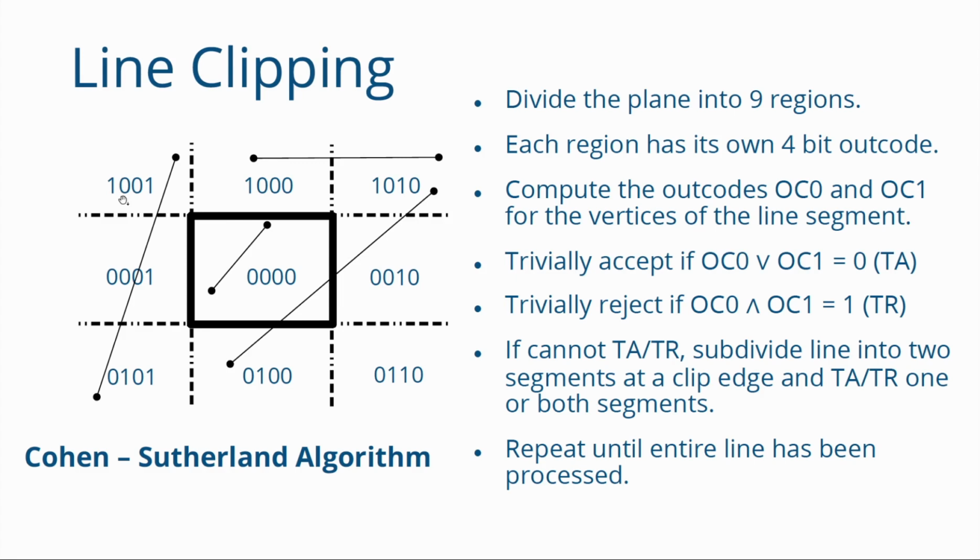So whenever you are below the top edge, the first bit is 0. The next bit is for being below the bottom edge of the window. So if you are below the bottom edge of the window, the second bit is 1. Otherwise the second bit is 0. Similarly, the third bit is for being on the right side of the right edge, and the fourth bit is for being on the left side of the left edge.